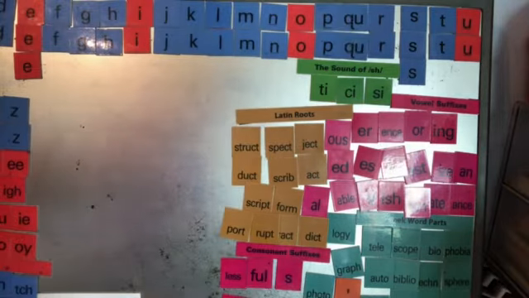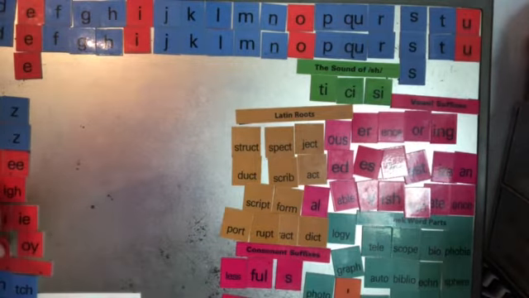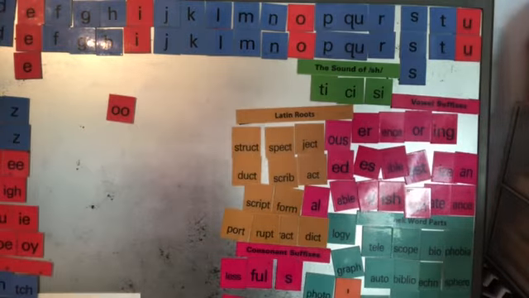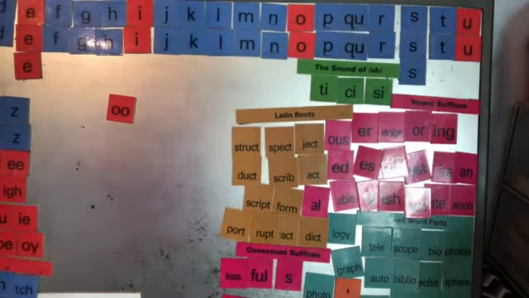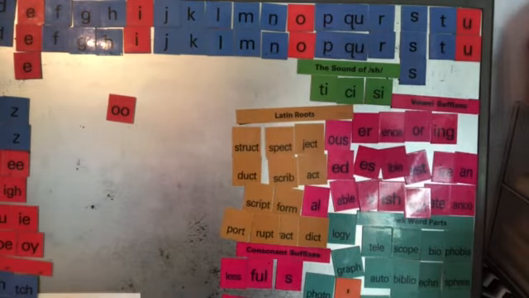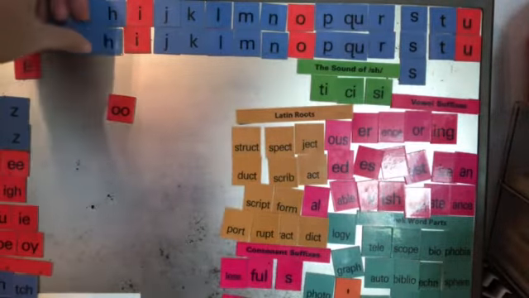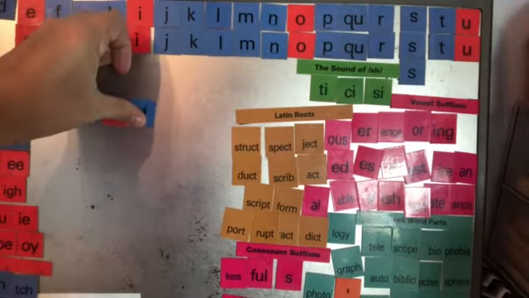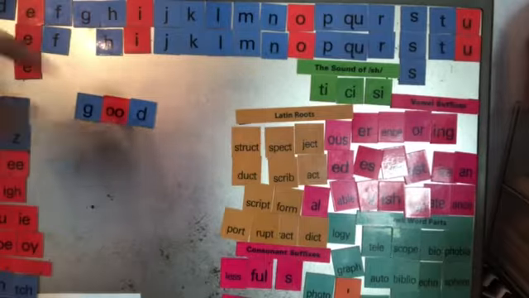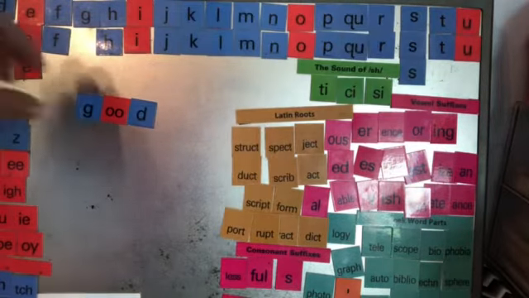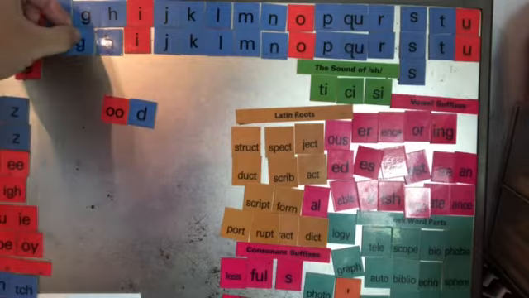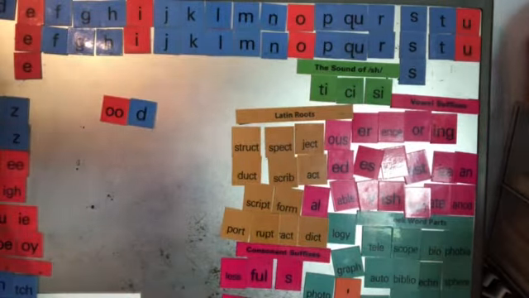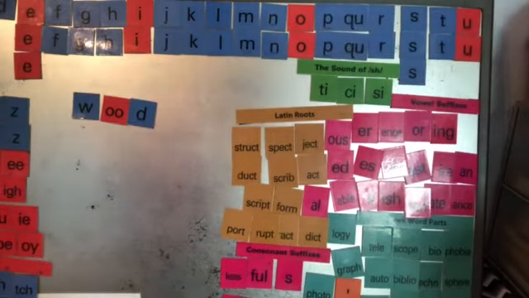So our first thing is our O-O tile. We're going to talk about the sound it makes. So we have words on our list. Good. I'll just do a couple. Good. So really you just have to know the sound before and after the sound. Would. So we're just going to substitute the G for the W. Okay. Shook.